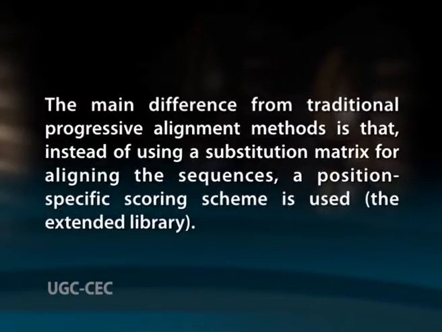Combination of local and global alignments lead to a significant increase in alignment accuracy. The main difference from traditional progressive alignment methods is that instead of using a substitution matrix for aligning the sequences, a position specific scoring scheme is used, the extended library.